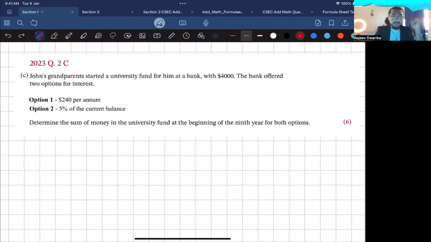So you have two ways you could look at this. Option one is, so Aliyah, how would you do this? What is option one looking like? So, 240 per annum. What does that mean? It means every year it's going to increase by 240. And so does that sound like an AP or a GP?